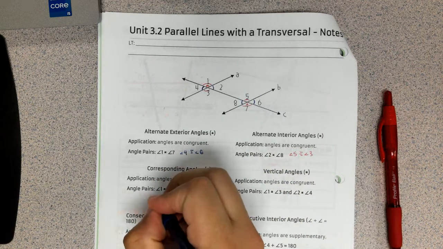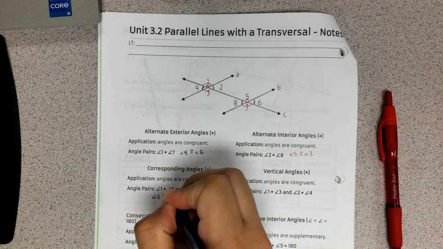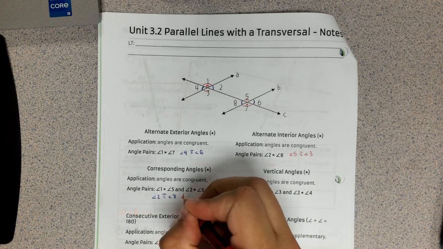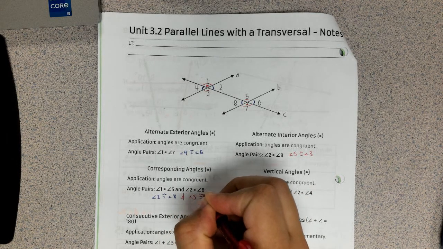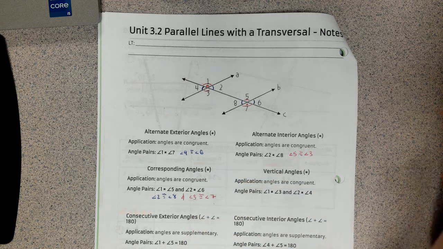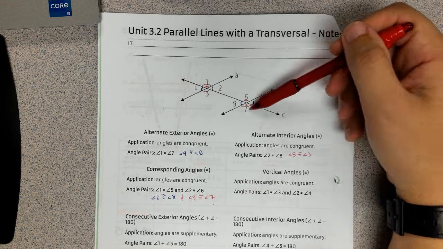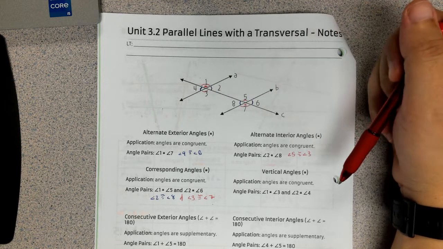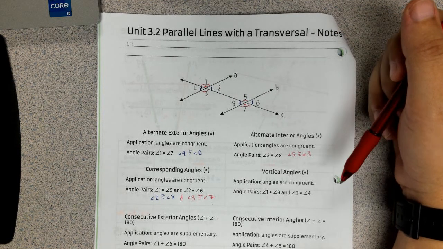So we could say angle 2 is congruent to angle 8. And lastly, we can say angle 3 is congruent to angle 7. Okay? Because quadrant 3, both obtuse, therefore both congruent.